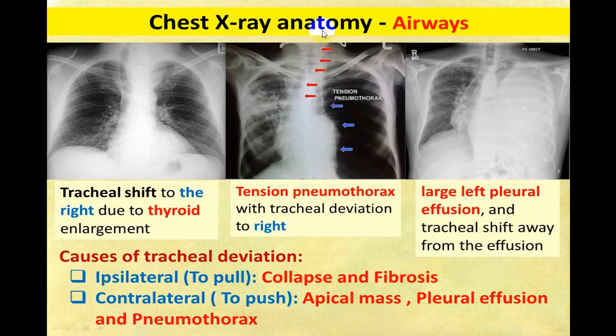This is one example. So trachea deviation can happen because of ipsilateral pull, collapse, fibrosis and thickened pleura, while push is because of mass, pleural effusion, pneumothorax, etc. We have already given you in detail in the previous slide.